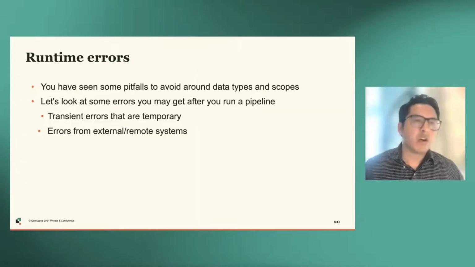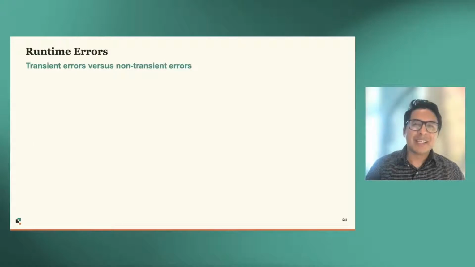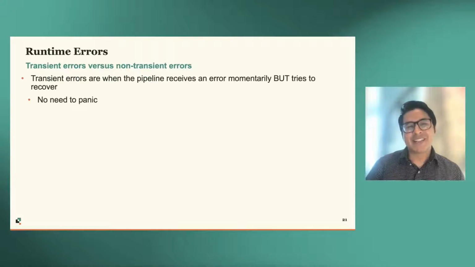Now that we've seen all these design time errors, let's switch gears into runtime errors. In this, we will cover two distinct error types. We will cover transient errors, or temporary errors, that may happen in pipelines, as well as some remote errors, as opposed to errors that the pipeline itself may throw. In pipelines, we do have the concept of a non-transient and a transient error. Transient errors are those errors that are really temporary, happening momentarily, but the pipeline really tries to recover from them. So there's no need to panic right away.